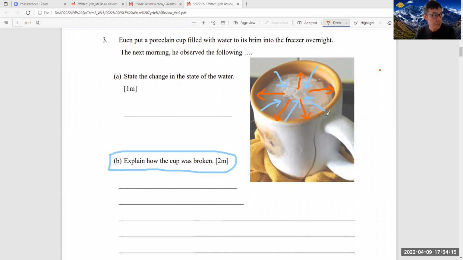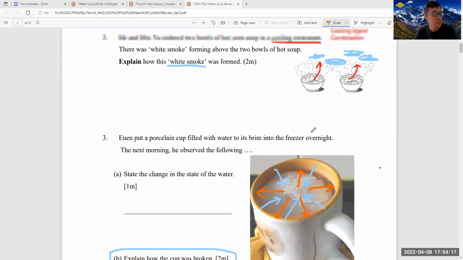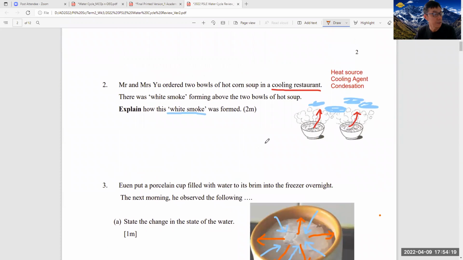Okay, let us examine this question about condensation. So I will explain using the 3 steps. Identify the heat source, cooling agent, and condensation.